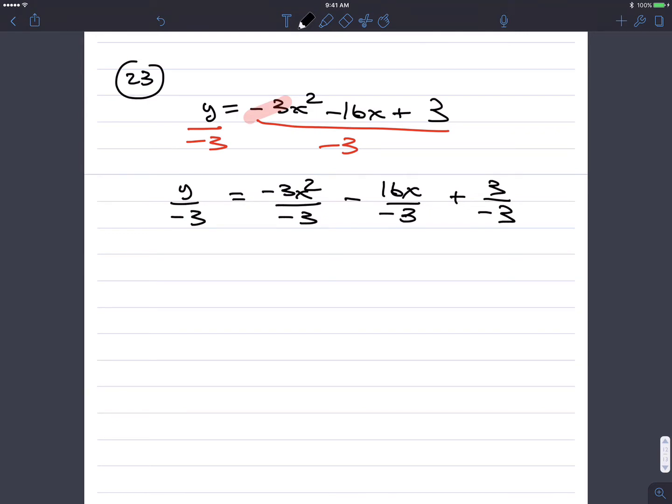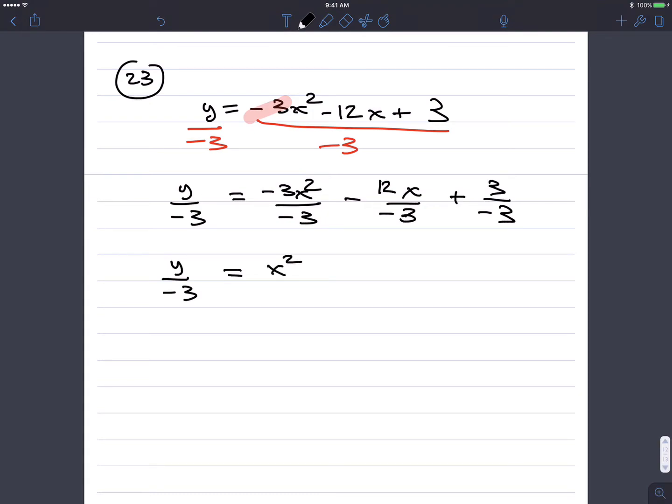And actually, let's go back here. Number 23, there's a typo. It looks like that's supposed to be negative 12x, so I'm sorry. Okay. Still with the typo, number 23. Okay, we're good now. So y equals negative 3.